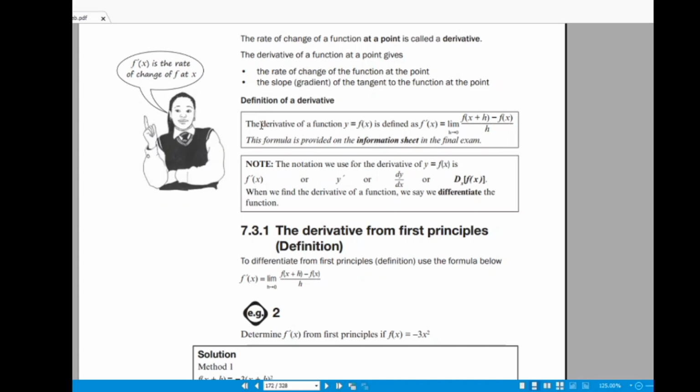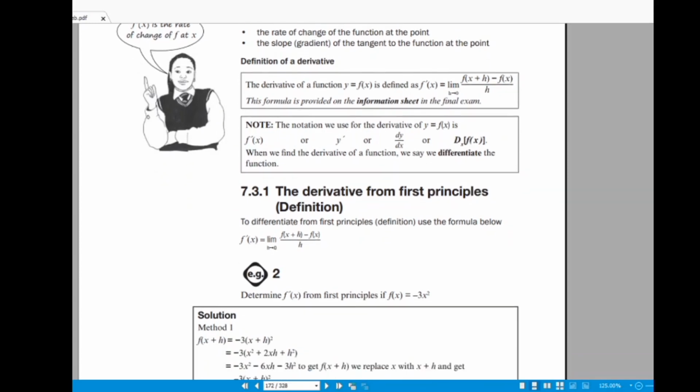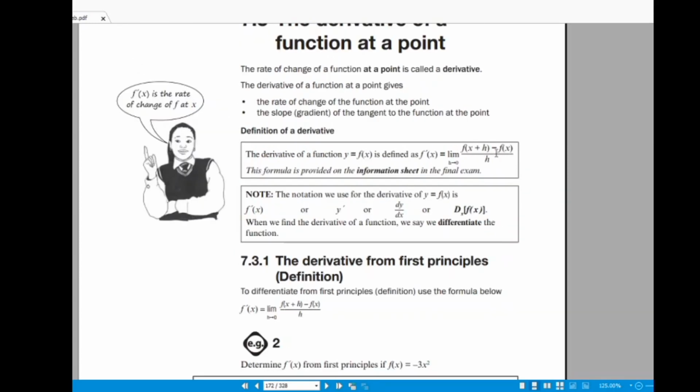So now here we have the definition of a derivative. They say the derivative of a function y equals f of x is defined as f prime x equals the limit as h goes to 0 of f of x plus h minus f of x, divided by h. This is just another way of describing the gradient.